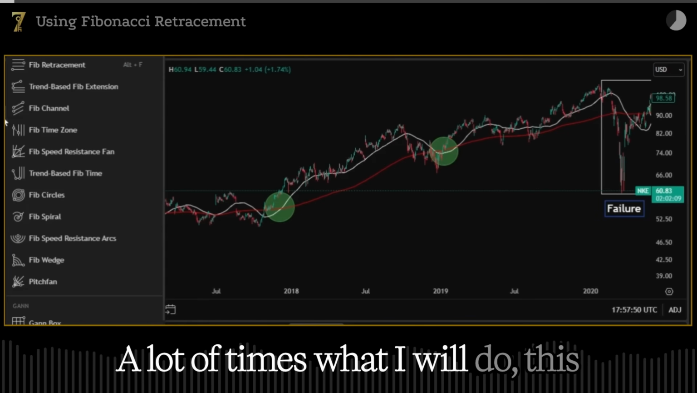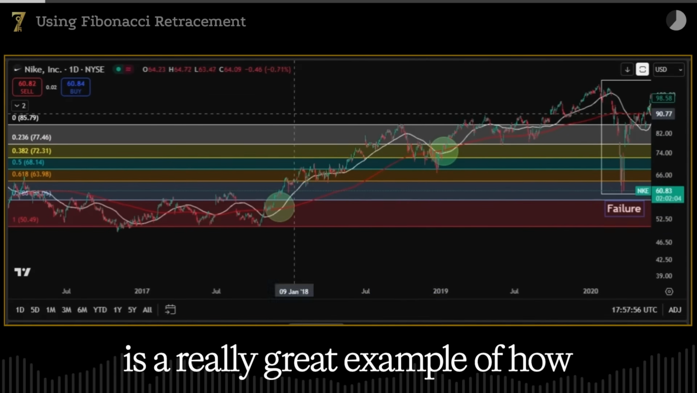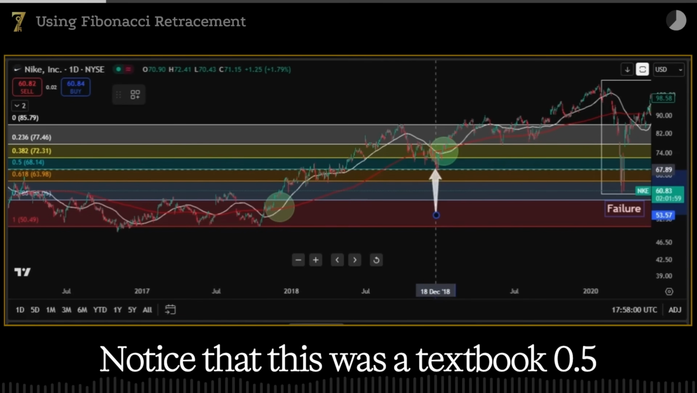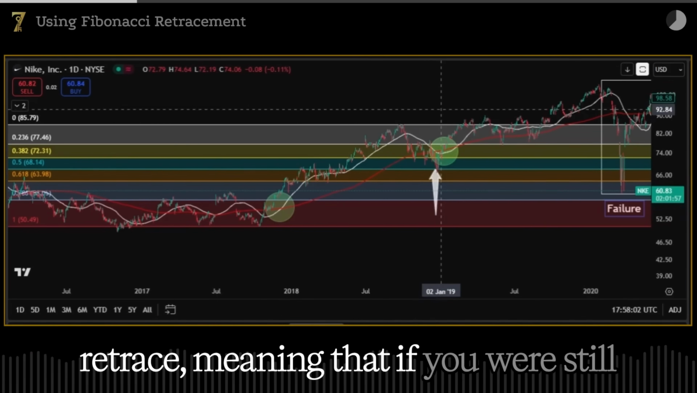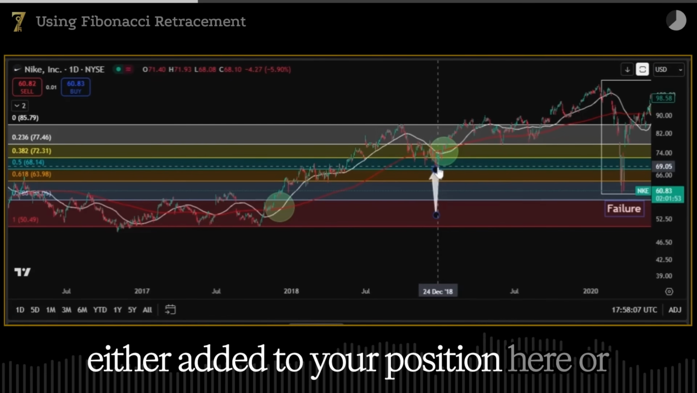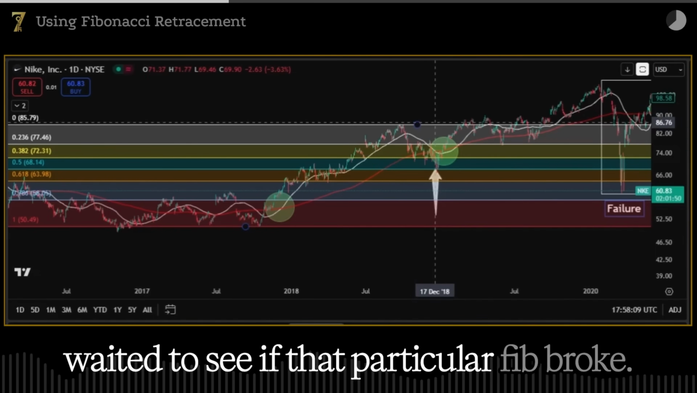A lot of times what I will do, this is a really great example of how fibs can help you to stay in a trend. Notice that this was a textbook 0.5 retrace, meaning that if you were still bullish the stock, you could have actually either added to your position here or waited to see if that particular fib broke.